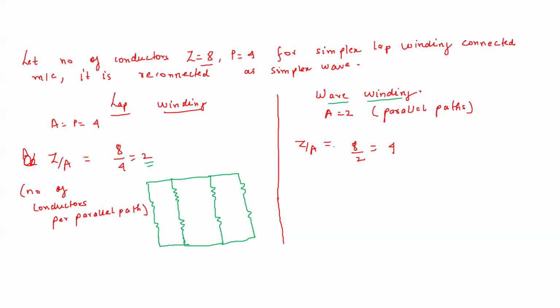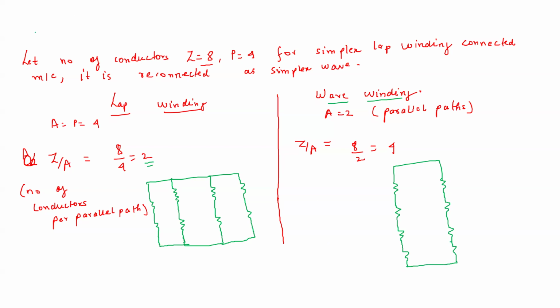Similarly, for the wave winding, how will it happen? There have to be 4 conductors per parallel path, and the parallel paths are 2. So these are the 2 parallel paths. Now there are 4 conductors: 1, 2, 3, 4, and 1, 2, 3, 4.